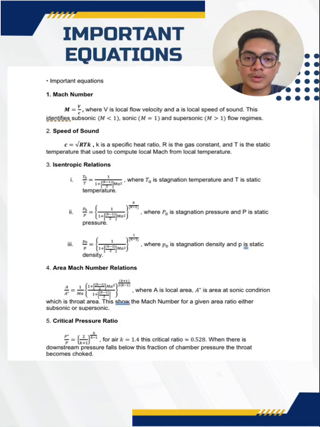I will continue my part, which is the important equations that I can relate with the converging and diverging nozzle. After I did research and study, the equations that I can use are first the Mach number, speed of sound, isentropic relations, area-Mach number relations, critical pressure ratio, and the mass flow rate.